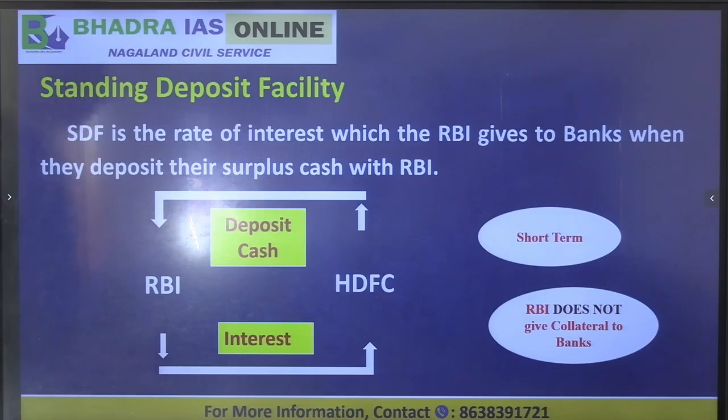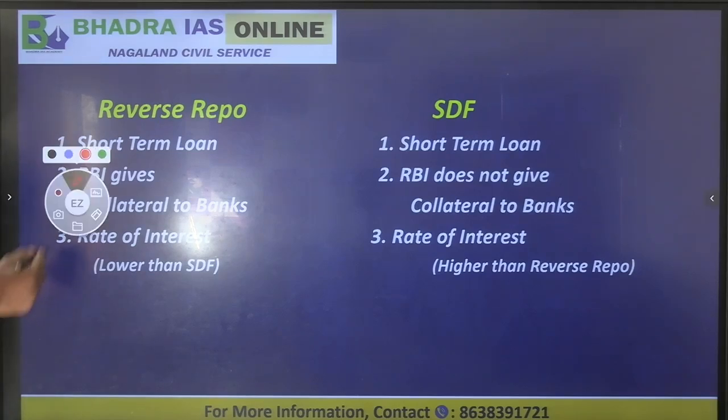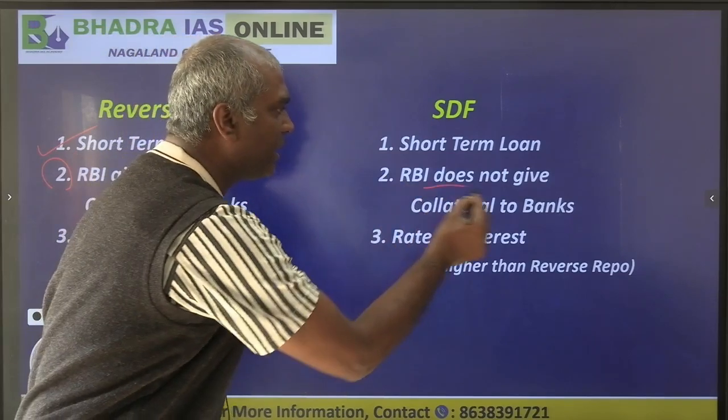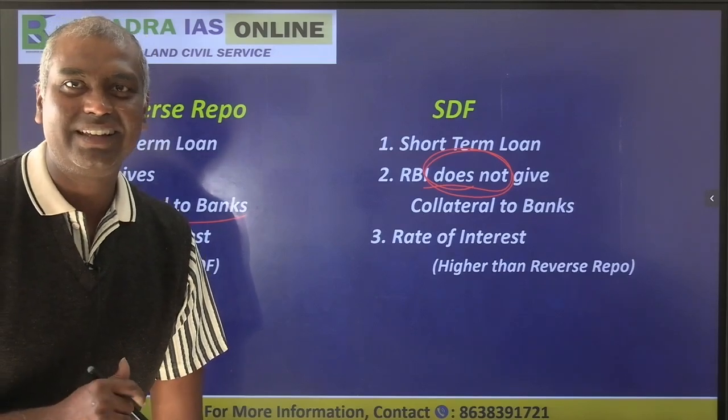So now to make it easier, I put these differences there. Reverse repo is a short-term loan. SDF is also a short-term loan. So point number one, there is practically no difference. Okay, these are the same. Point number two, in reverse repo, RBI gives collateral to banks, but in SDF, RBI does not give collateral to banks. Clear?